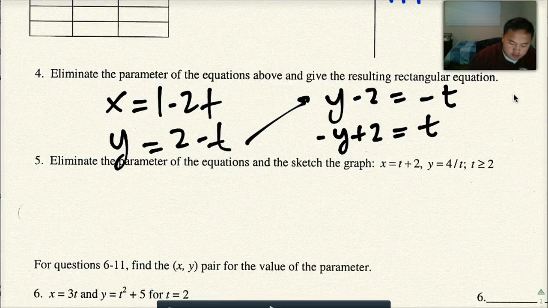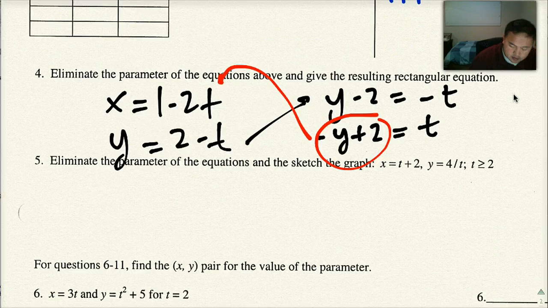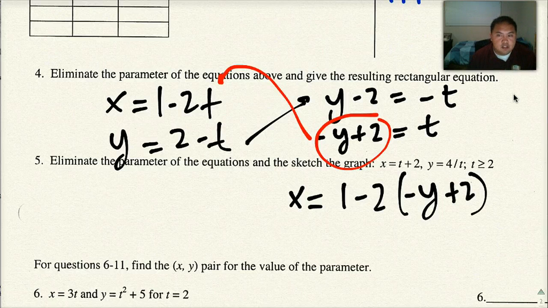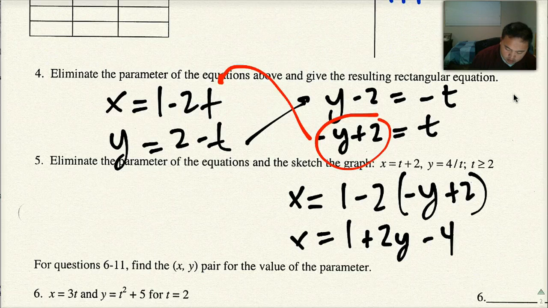There you go. I've solved for t. Now I'm going to take whatever I found for t and place it in the other equation everywhere I see t. So what happens is I get x equals 1 minus 2 times (negative y plus 2). All I have left to do is simplify and multiply the rest of it. I get x equals 1 plus 2y minus 4. So I get x equals 2y minus 3.